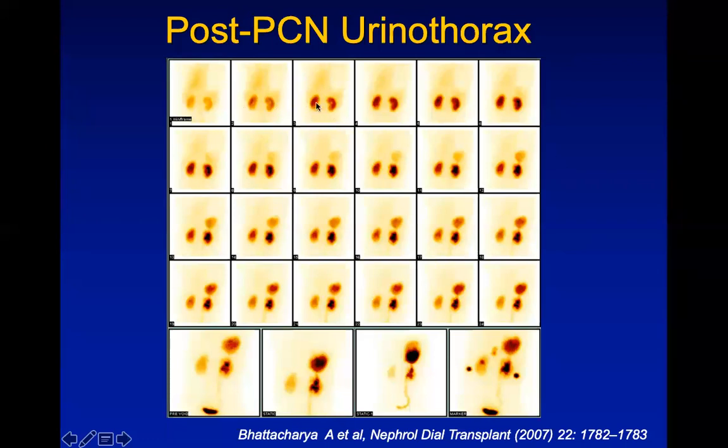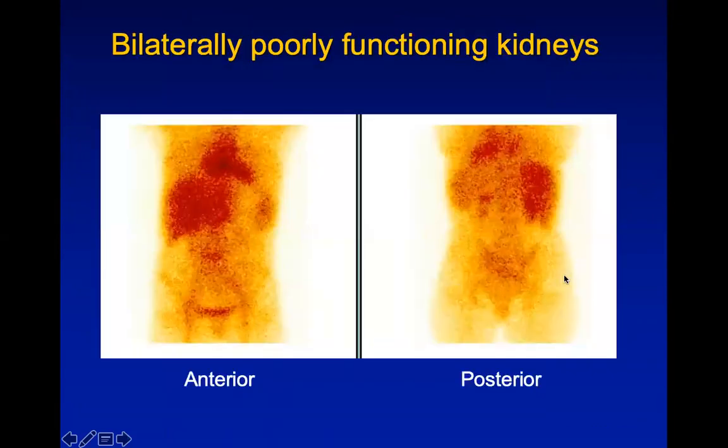As you can see, the tracer is coming into the kidneys. And then halfway through the study, you see the tracer accumulating above the right kidney, superior to the right kidney, which continues here. You can also see tracer coming out of the kidney. So delayed images elegantly display that there is a communication from the kidney into the pleural space. So urinothorax demonstrated on renal scintigraphy.